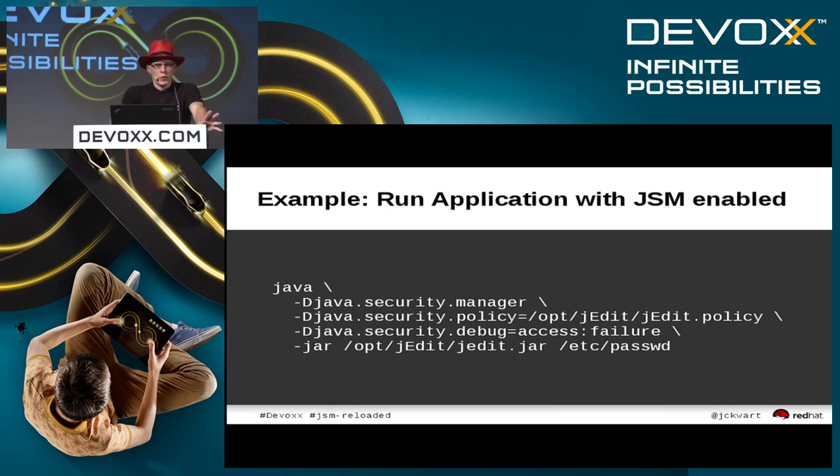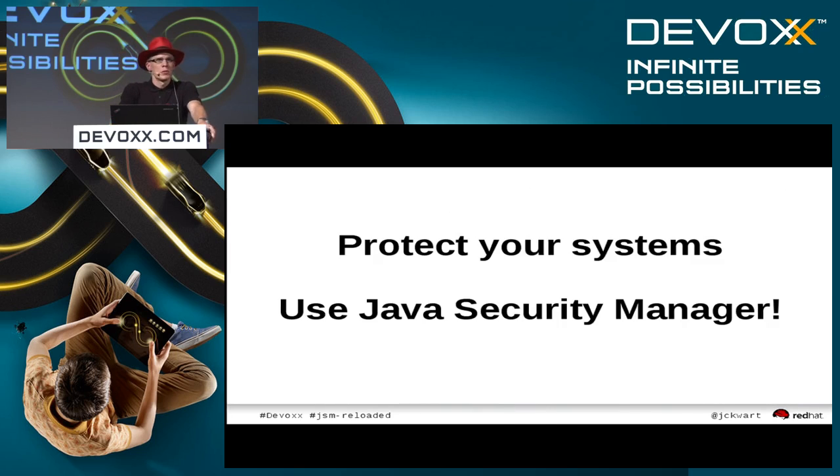For example, when you want to start the jEdit text editor with Java Security Manager, it can look like this. Simply -Djava.security.manager, specify policy, and optionally enable debug. So the message from this presentation should be: try to use Java Security Manager. Don't be ashamed.